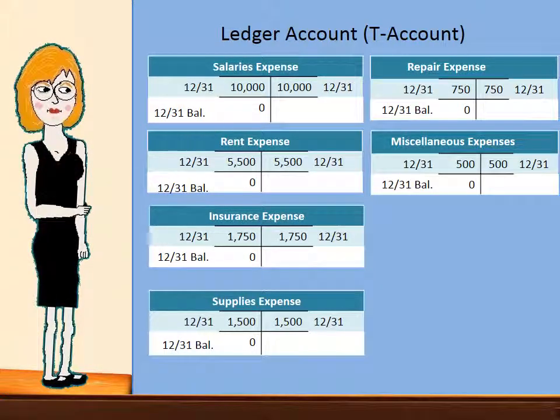As you notice, all of the expense accounts now have a zero balance. So you must credit each of these accounts for the full amount of its ending balance.